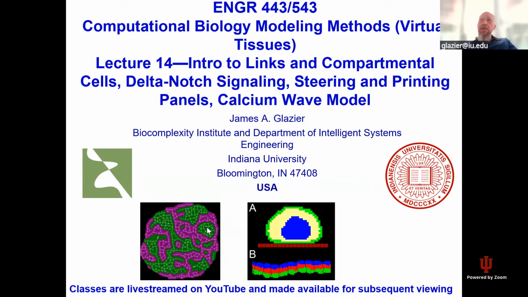So here is an example of links between cells. Here's a compartmental cell where the nuclear compartment, the cytoplasmic compartment, and the membrane have been identified separately. Here's an example where we have an epithelium and we've identified basal, medial, and apical compartments. So we can't do as elaborate spatial structures as you could do, for example, with the subcellular element model or a true finite element model, but you can do pretty sophisticated cell architectures this way.